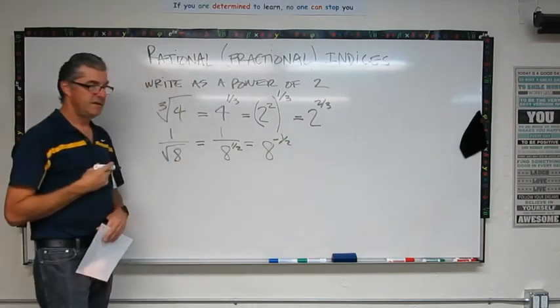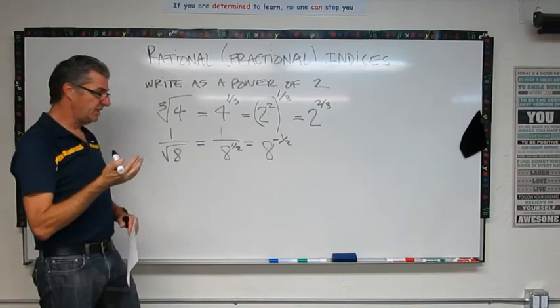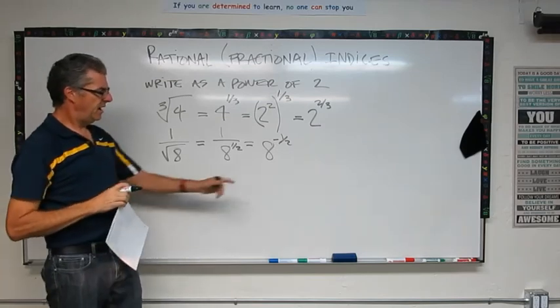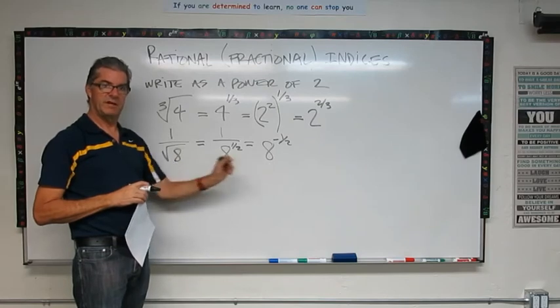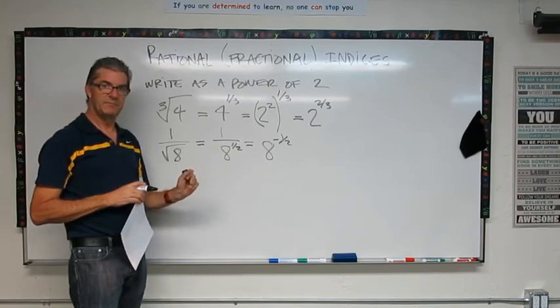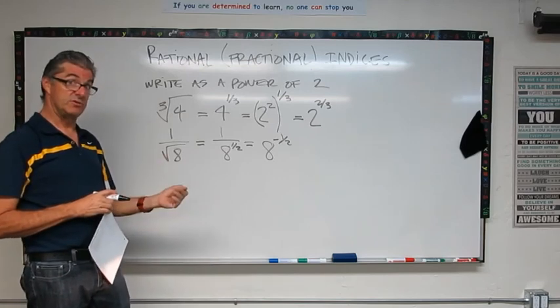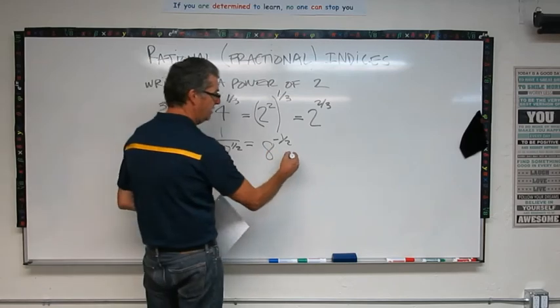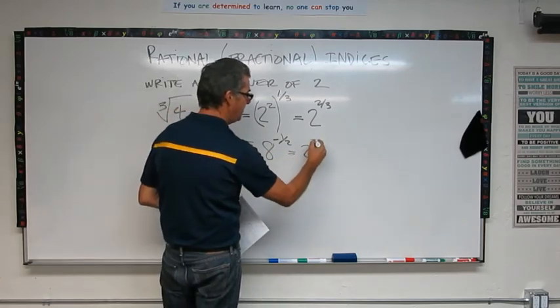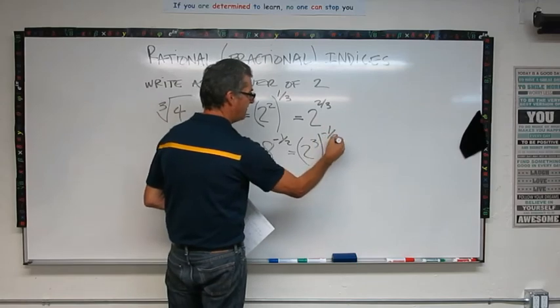Okay. Now I still haven't expressed it as a power of 2 yet, so I've got a little more thinking to do. How would I write 8 as a power of 2? Think about that for a minute. So 8 is 2 times 2 times 2. So 8 is 2 to the 3rd power. So now I can write 2 to the 3rd, parentheses around that, to the minus 1/2.